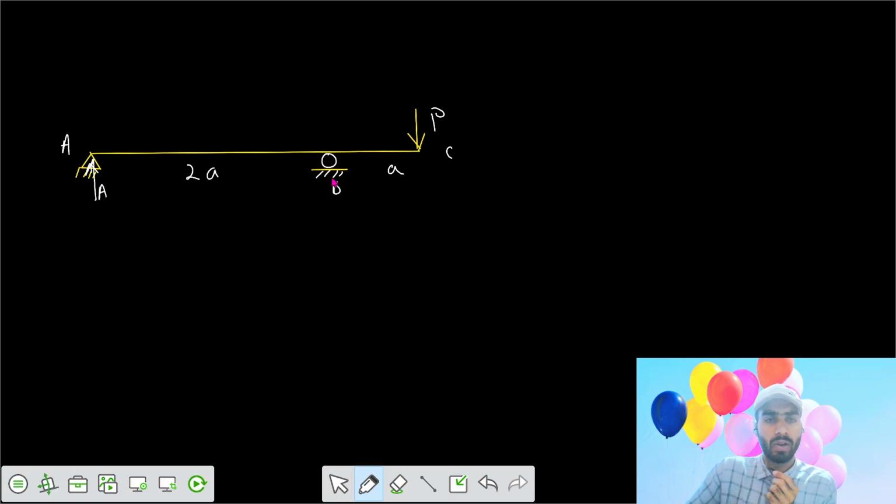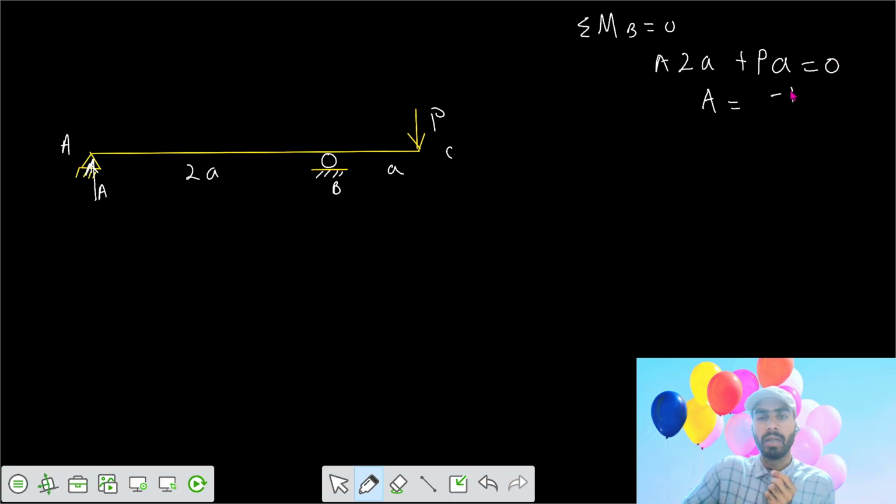If you want to say what's the reaction value at A, we can say summation of moments at B equals to 0. We can write clockwise of A into 2A equals P into A, that's plus P into A equals to 0. That means A is minus P by 2, that means downwards P by 2.